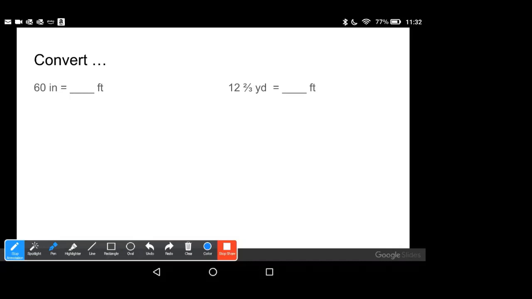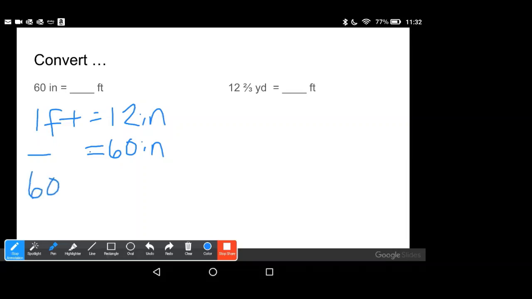So I know that 1 foot is 12 inches. So I need to know how many feet is 60 inches. I've got to figure out how many times 12 will go into 60. So 60 divided by 12. How many times will 12 go into 60? 5. And 5 exactly. There's no remainder. And so that means it's exactly 5 feet.